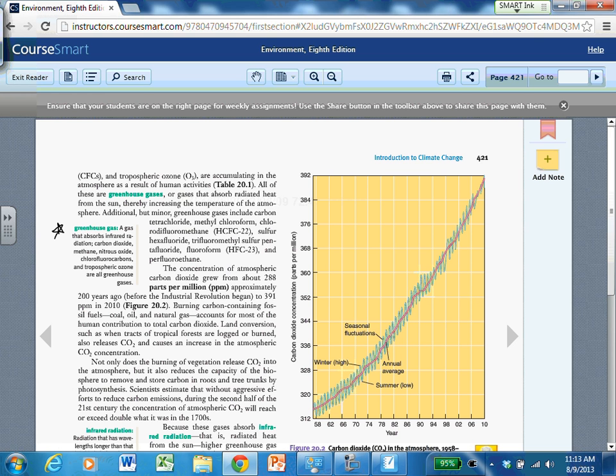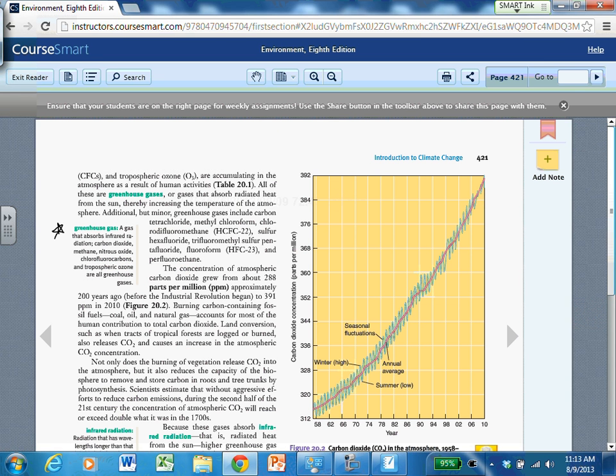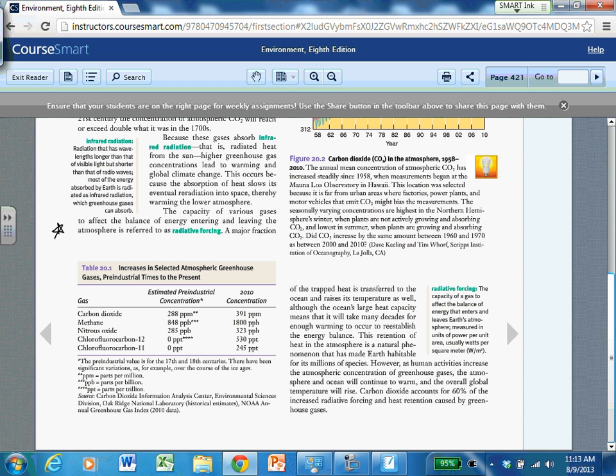I see another definition below it. Well, I see parts per million as well. And parts per million says ppm, parts per million, meaning the amount of equal pieces out of a million pieces available. And infrared radiation pops up. So right there where it talks radiated heat from the sun, radiation that has wavelengths longer than that of visible light, but shorter than that of radio waves. Most of the energy absorbed by the Earth is radiated as infrared radiation, which greenhouse gases can absorb.